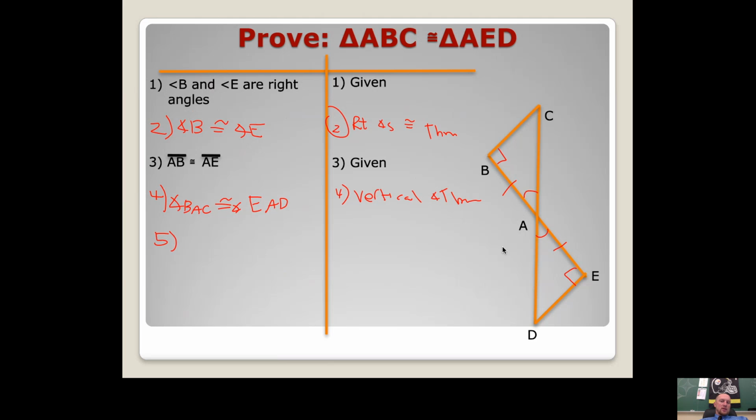We talked about everything that we have marked in our proof. So these two triangles are congruent triangles. And they're congruent by angle side angle.